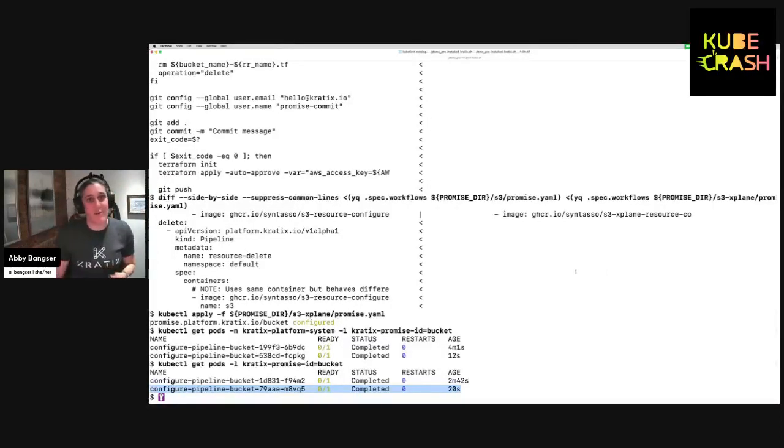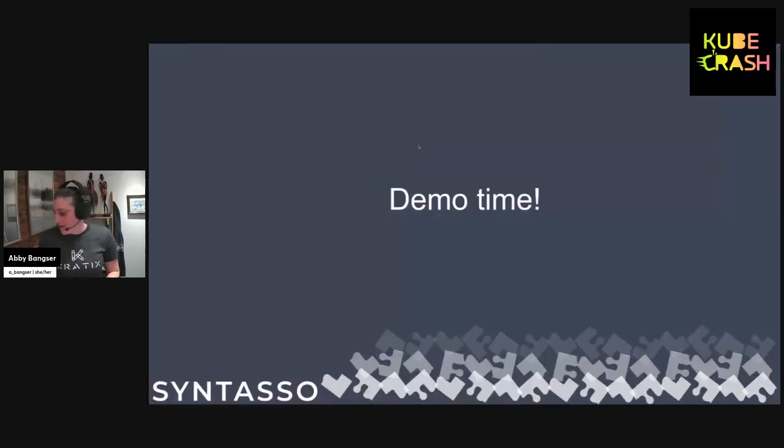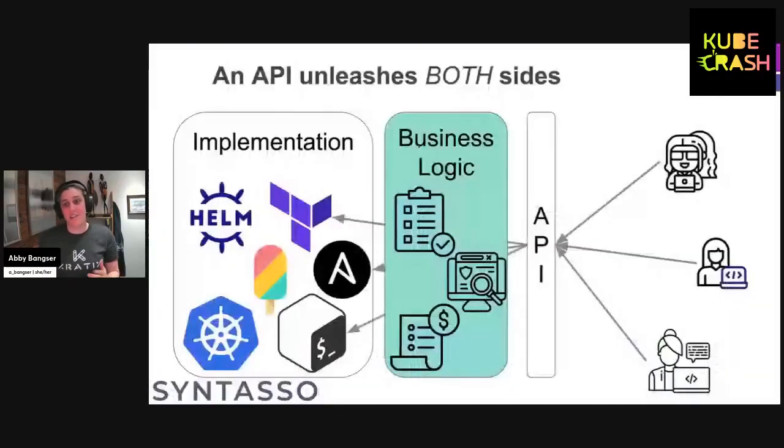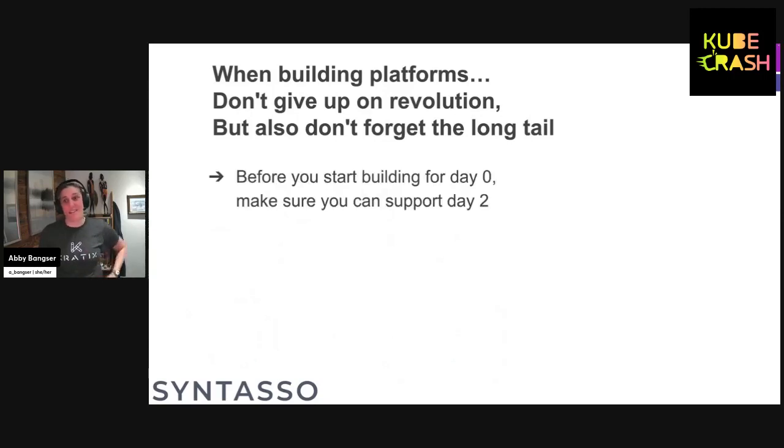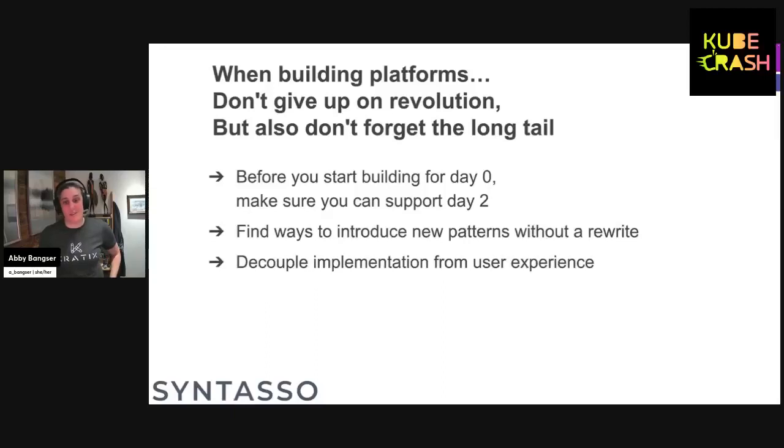I'm just at time now, so I'm going to hold off on the remainder of the fleet upgrade demos here, and just say that what we're talking about here is unleashing both sides by having an API between the creators and the users of technology. So when we're building our platforms, I beg us not to give up on revolution. Sometimes we can be tired and want to do that, but don't also forget that long tail. Always be building for day 2. Always be finding ways to introduce new patterns without that rewrite. You'll get more room to work if you do work that way.